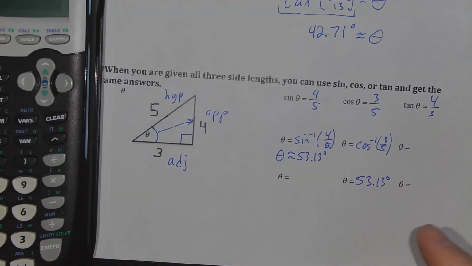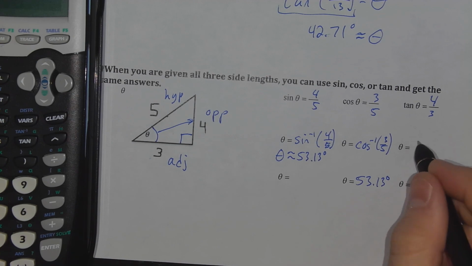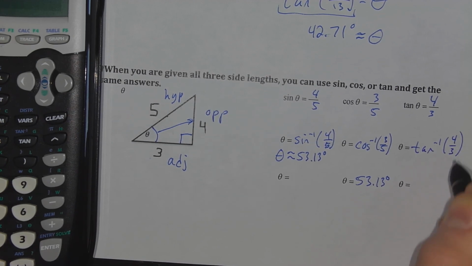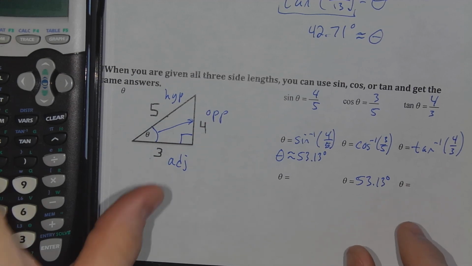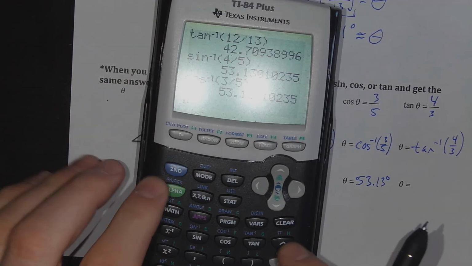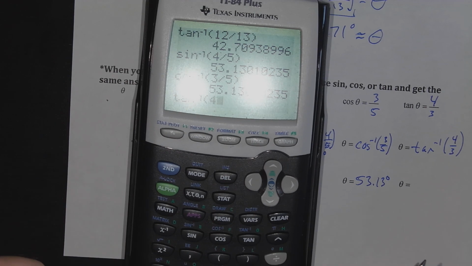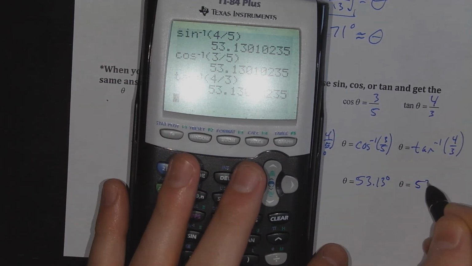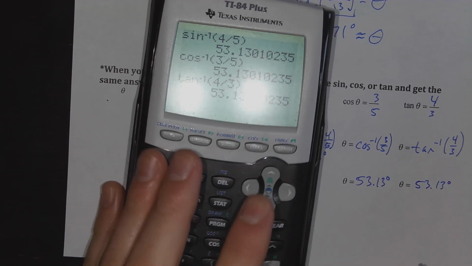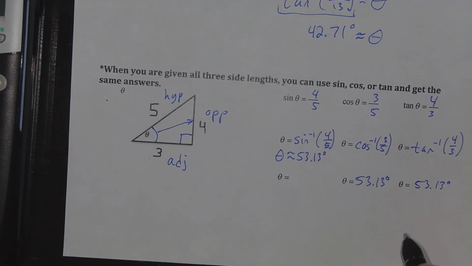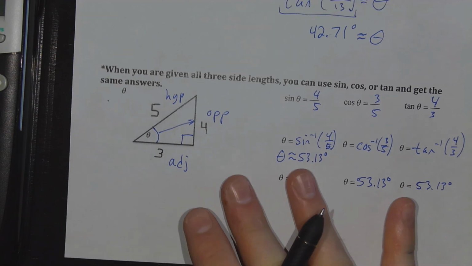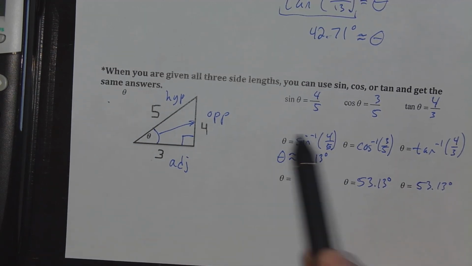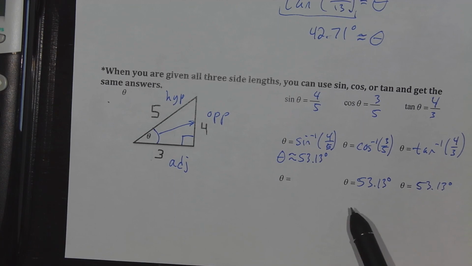And you probably should have predicted at this point that if I do inverse tangent of 4/3, I should get 53.13 degrees. So let's check. Second tangent, 4 divided by 3, enter, 53.13 degrees. So no matter which two sides you use, every inverse trig function, depending on the two sides you choose, will produce the same theta in degrees. Okay?